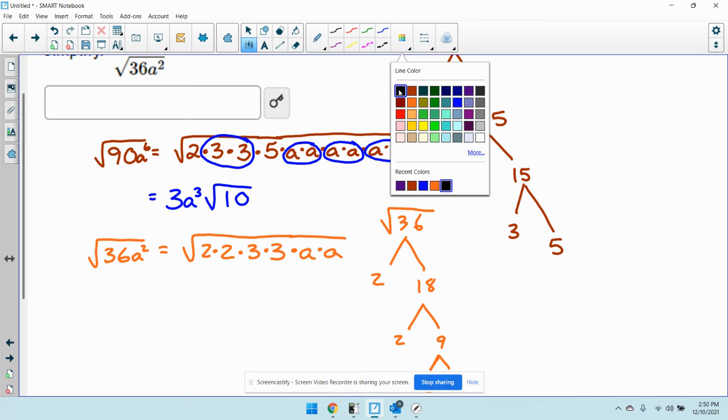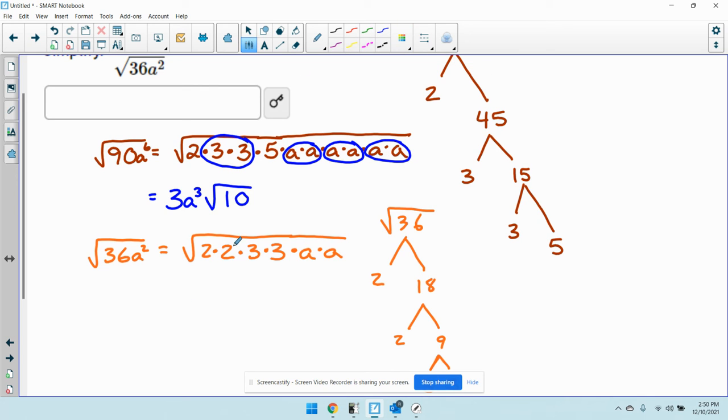All right, doing the same thing, just circle groups of 2. I have 2 2's, I have 2 3's, and I have 2 a's. So everything's going to come out. I'm just left with 2 times 3 times a. I mean, think about it. 6a times 6a is 36a squared. So the square root of 36a squared is 6a.